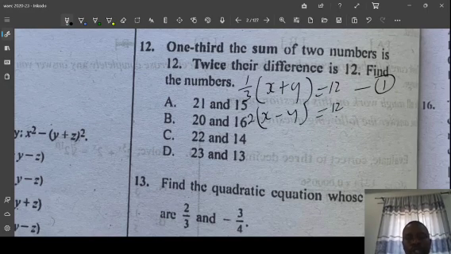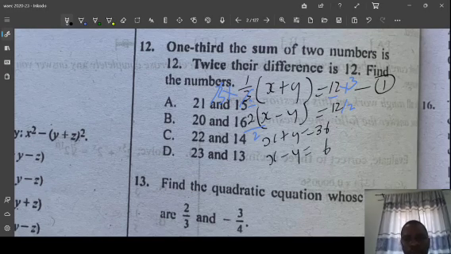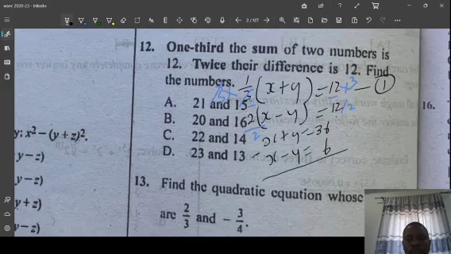From the first equation, I can multiply both sides by 3. These 3s cancel out, and I'm left with x plus y equals 36. And for the second, if I divide both sides by 2, I'm left with x minus y equals 6. So it's a simple simultaneous equation, and I can choose to subtract the equations from each other. If I subtract, x minus x is 0.